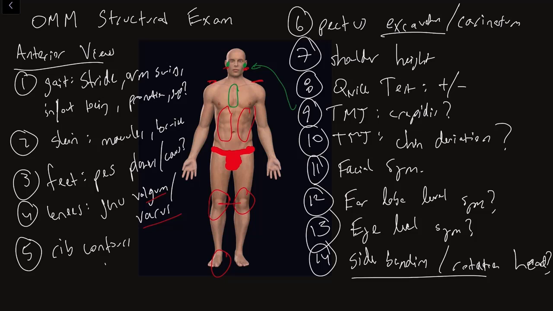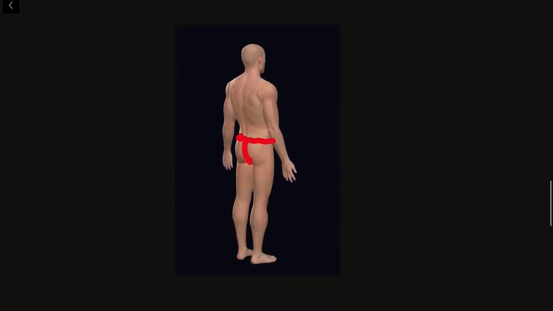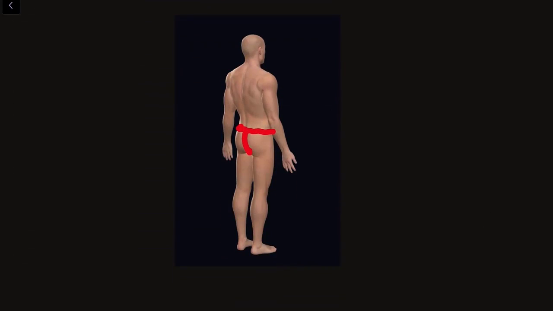So that is what we get from the anterior view. Next up, what we're going to do is have the patient turn to their side, and this specific view is called the posterior lateral view. We're looking at the patient at a bit of an angle. From this side, the way I remember this one is SCGP.